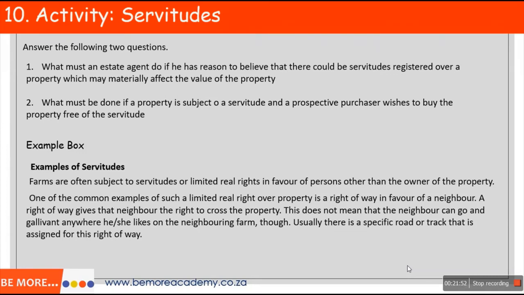Can someone guess? Let me guess, this is like a wild guess. Like I asked you about servitude, I'm grappling with the concept of servitude. Let me take a wild guess. Street or road? A street or a road, but for me, an electrical line.